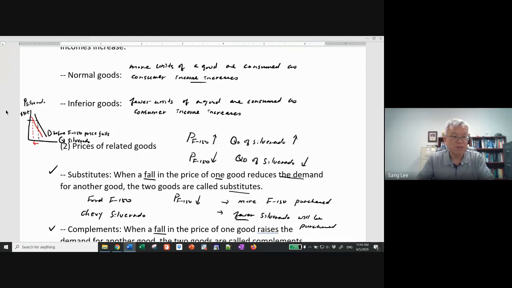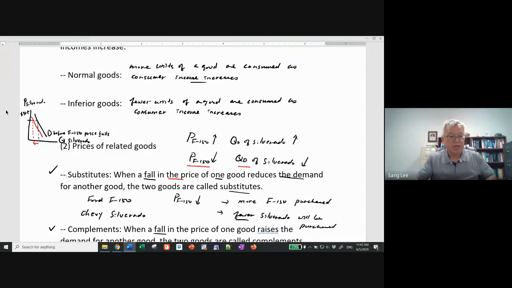So that means the demand curve is shifting to the left. A fall in the price of one good, the F-150 price falling, led to a decrease in the number of Silverados purchased. So as the Ford F-150 price falls, demand for the Silverado decreases.